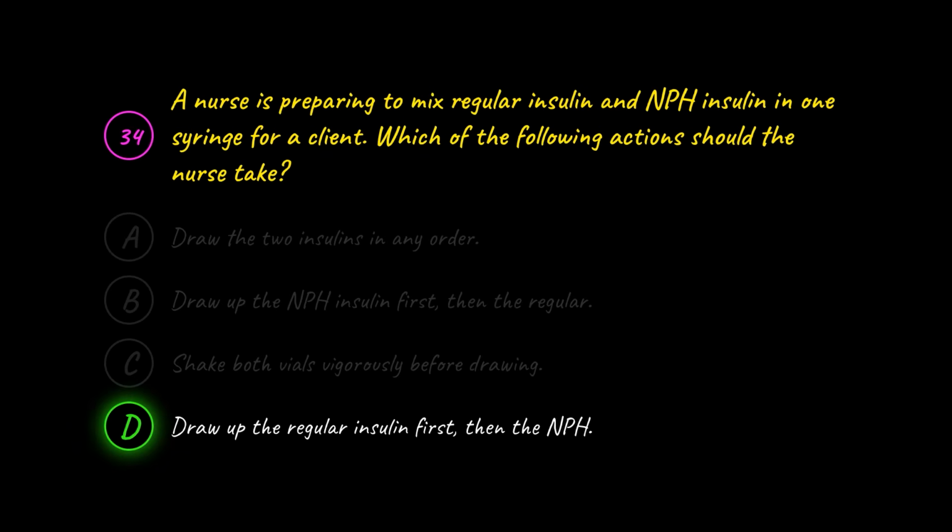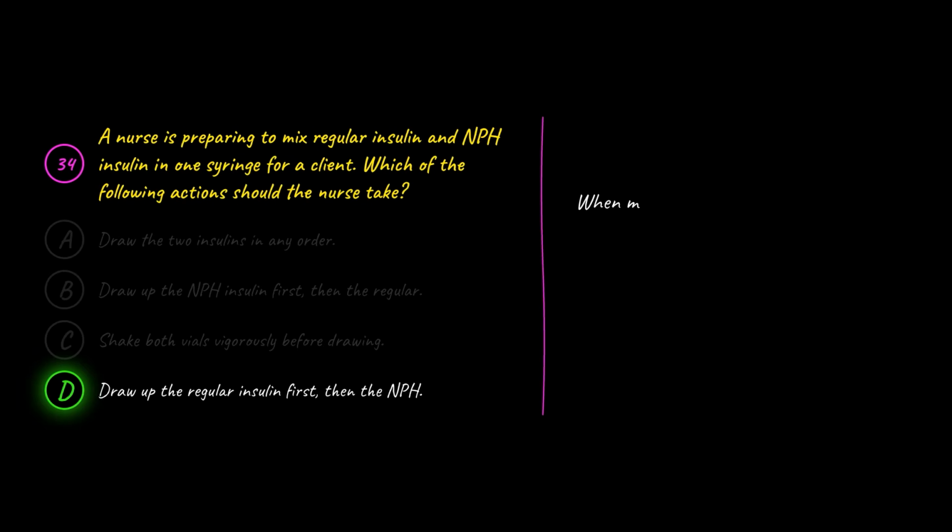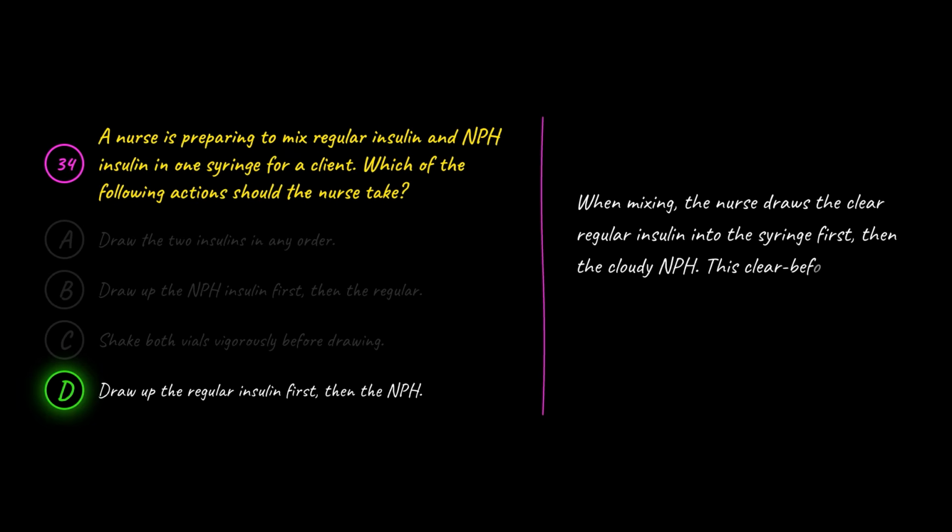The correct answer is D. Draw up the regular insulin first, then the NPH. D is correct because when mixing, the nurse draws the clear regular insulin into the syringe first, then the cloudy NPH. This clear before cloudy order prevents contaminating the regular insulin vial with the longer acting insulin.